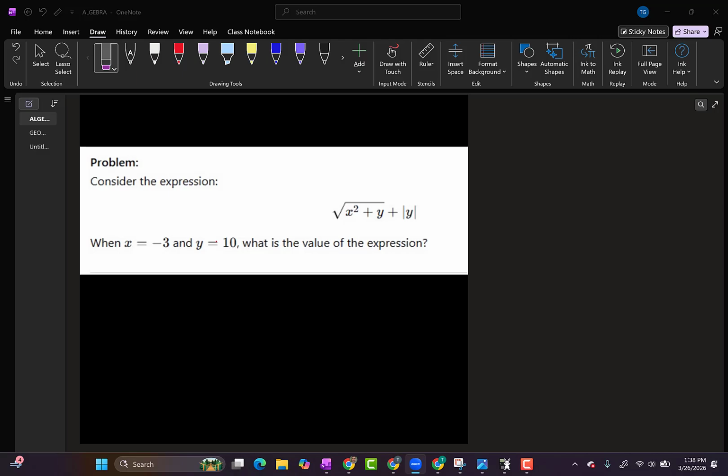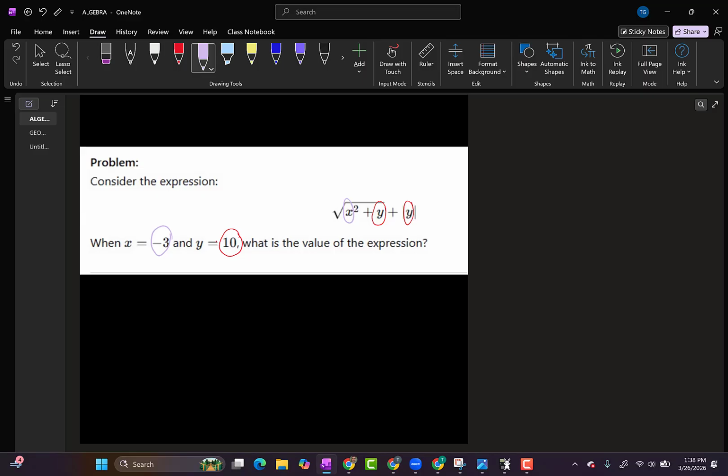All right, so to solve this problem, the key is everywhere you see a variable, we're going to replace it with the corresponding number. So we've got an x here, we're going to replace it with a -3. We've got a y in two different places, we're going to replace both of those y's with 10.